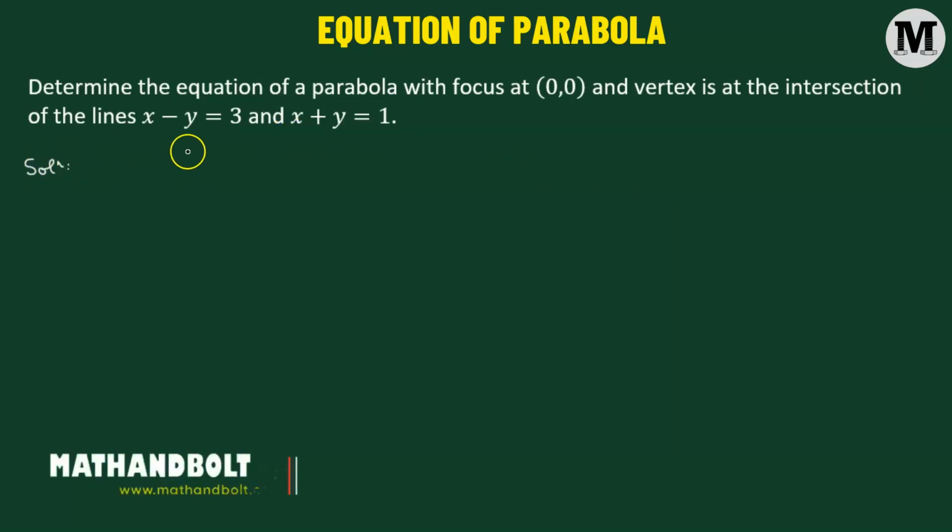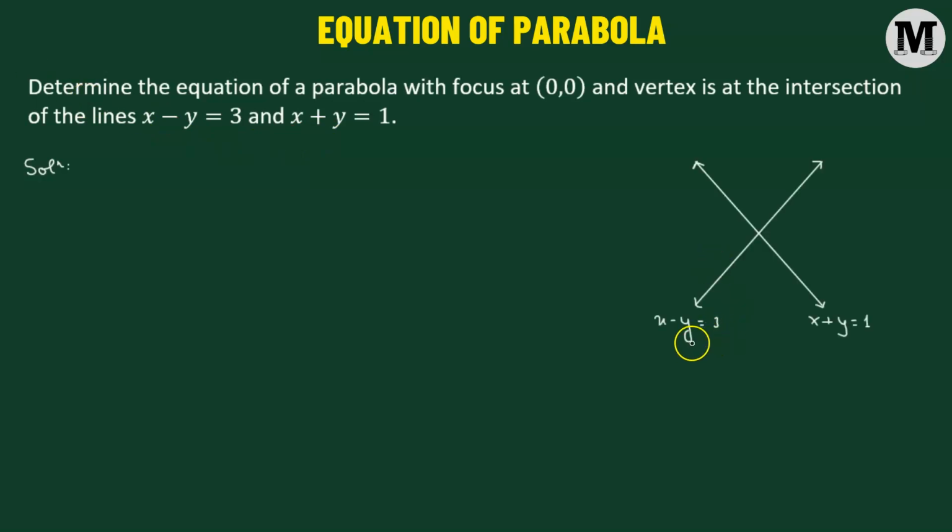Here let's consider two lines with the equations x minus y equals 3 and x plus y equals 1 intersecting at a point. This point of intersection is the vertex of the parabola. Let's consider it to be V.